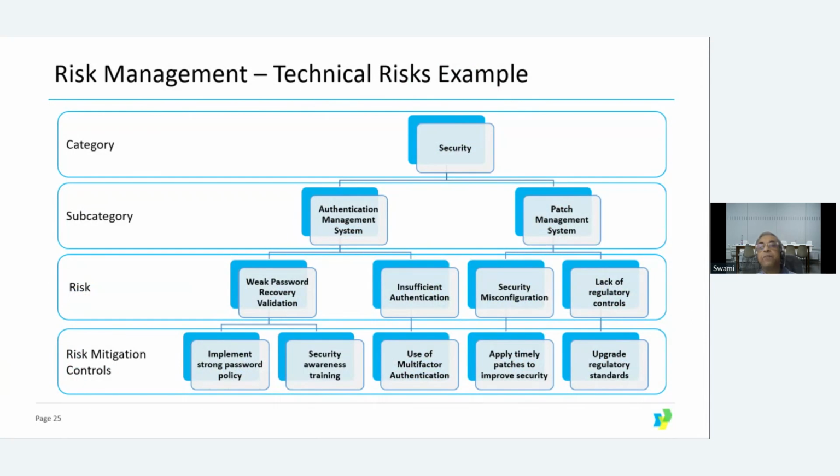If you take security, for example, the authentication and management system is something we need to look at. If that is the subcategory, what are the possible risks under it? Weak password recovery is one, and then what control we need to implement. For that, we implement a strong password policy, like that. So we have shared a sample diagram that you can refer to at a later point in time.